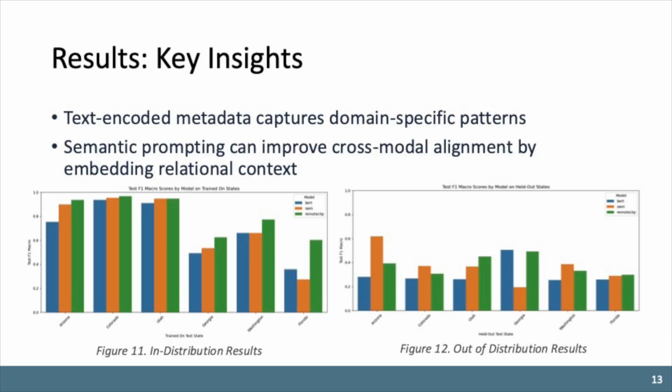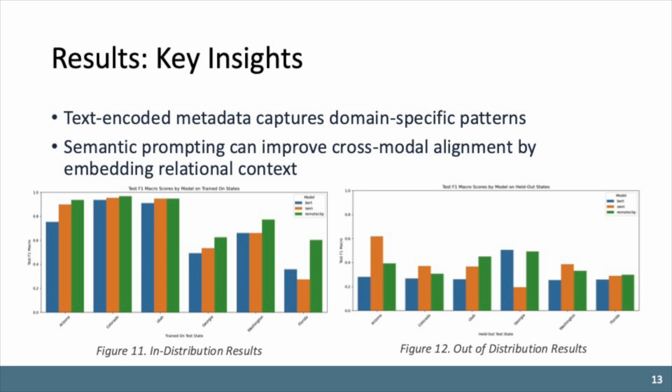So for our results, we ran two distinct sets of experiments, in distribution and out of distribution. For in distribution, we train all of these different models on a single state and then test it on that single state. The train set and test set for these single states are distinct. And then for out of distribution, we train on all other states, then test on that one single state to see how it performs on this new distribution.